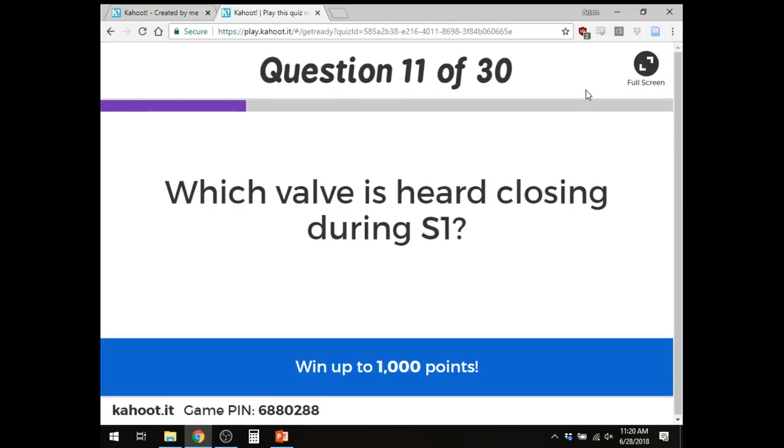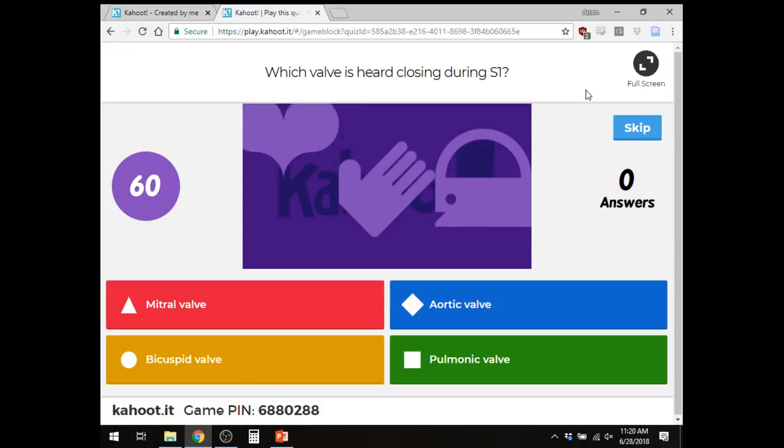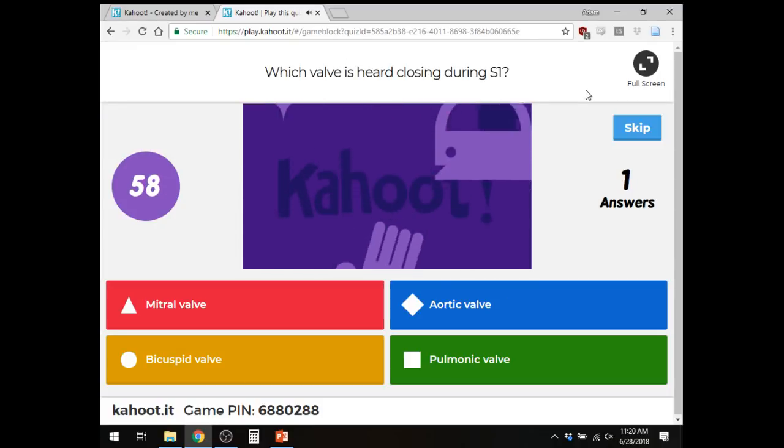Which valve is heard closing during S1? The mitral valve, the aortic valve, the pulmonic valve, or the bicuspid valve?